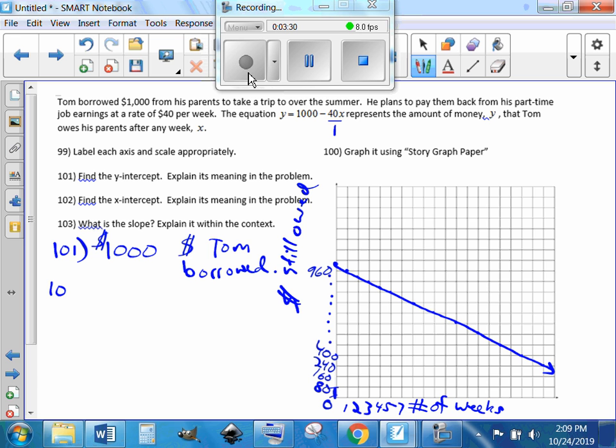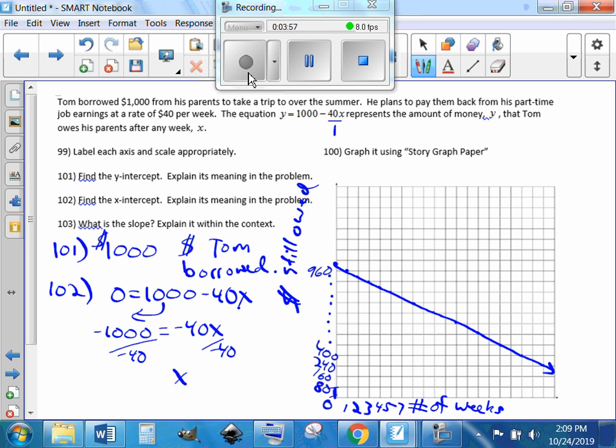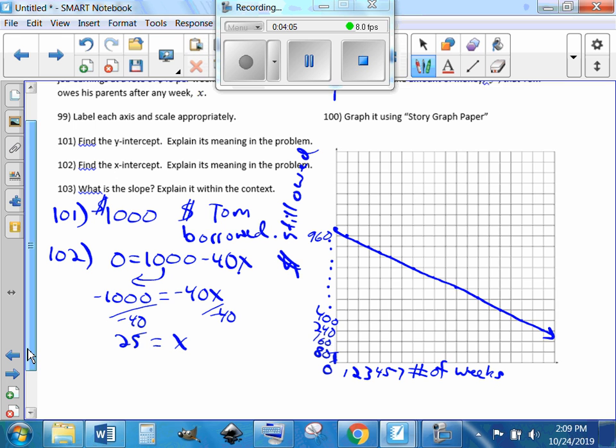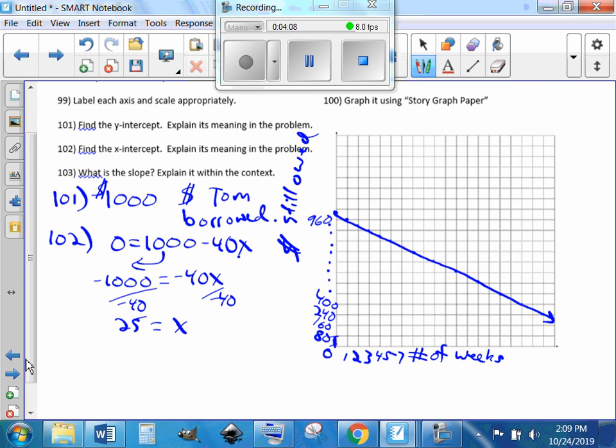Then 102, find the x-intercept. So looking at the graph, because of the way that it's scaled, we can't see exactly what number we land at. So this is where we can use the algebra. The x-intercept means we're going to plug 0 in for y, and then we can solve for the x. So if we solve this equation, we would get that x equals 25.